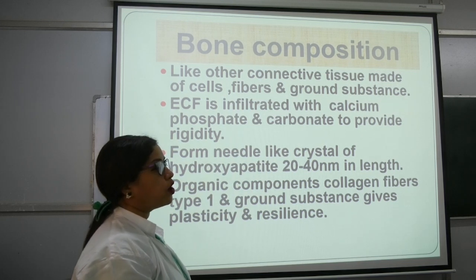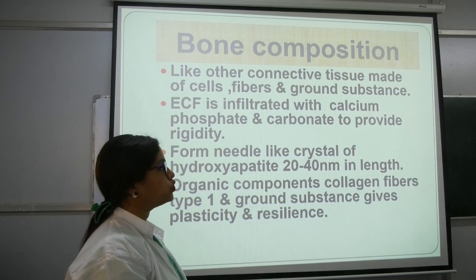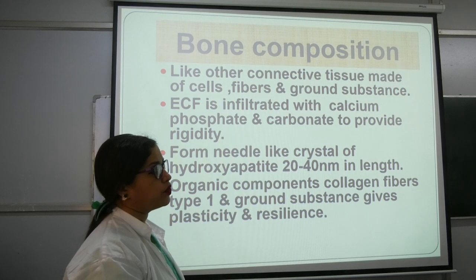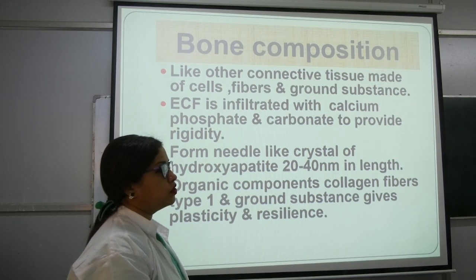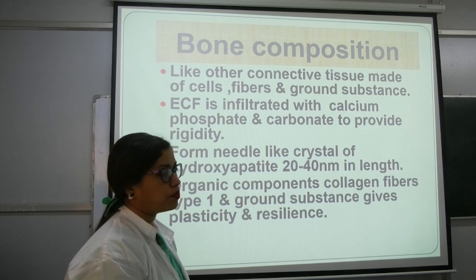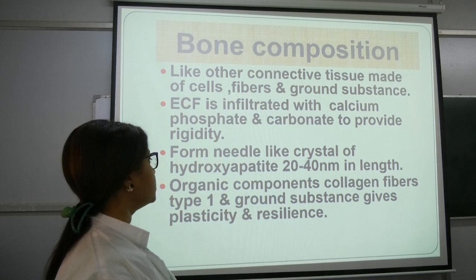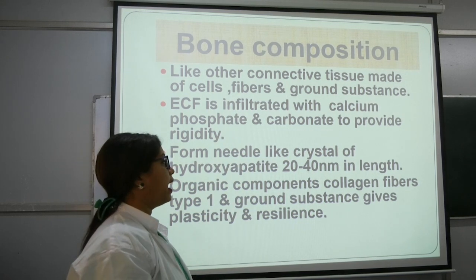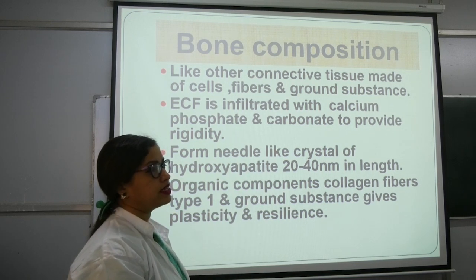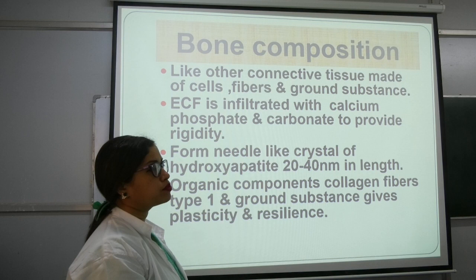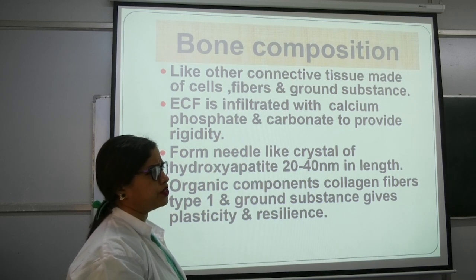It will form some kind of needle-like structure, 20 to 40 nanometer in length. There is one formula of calcium hydroxyapatite; you can see it in the books. The organic components are collagen fibers type 1 and the ground substance, which give plasticity and resilience. So both ground substance and collagen type 1 are the organic material.